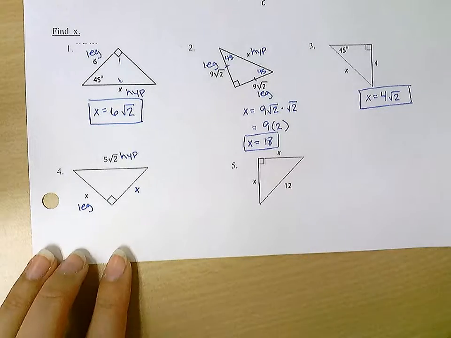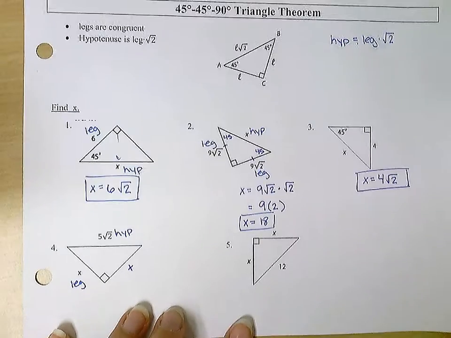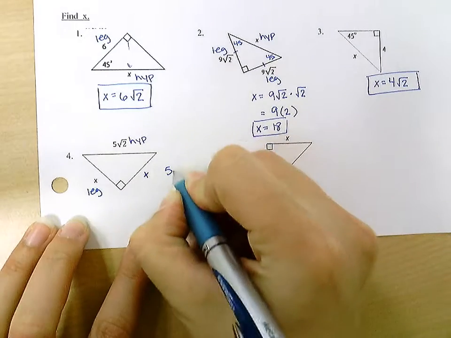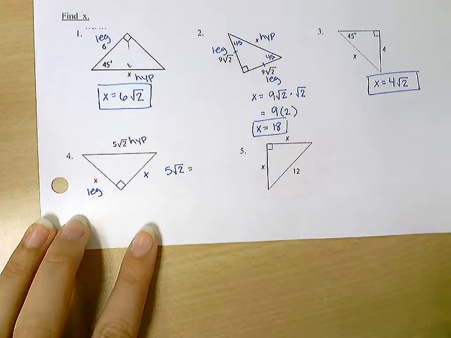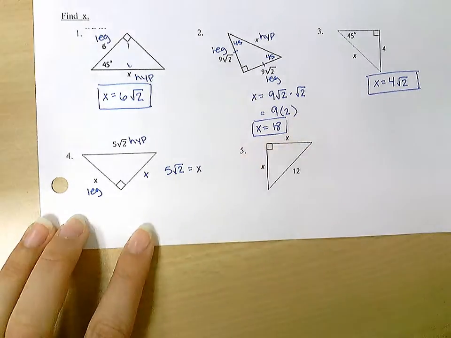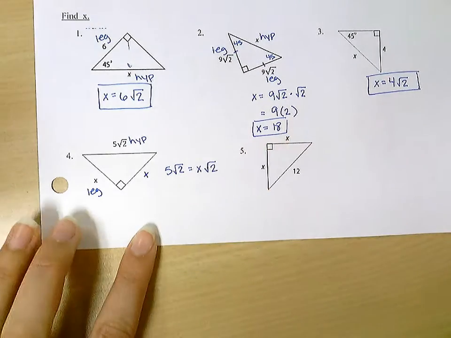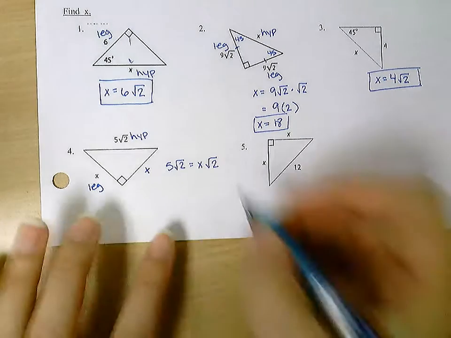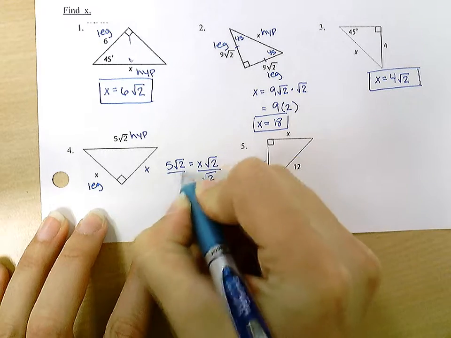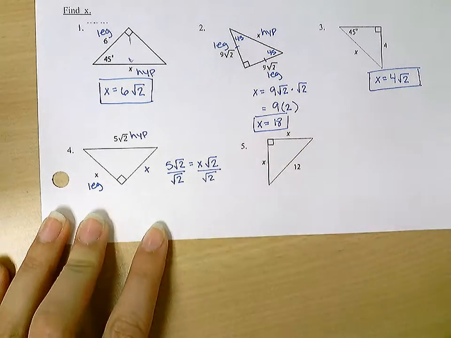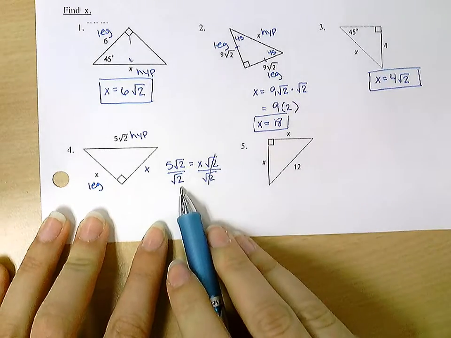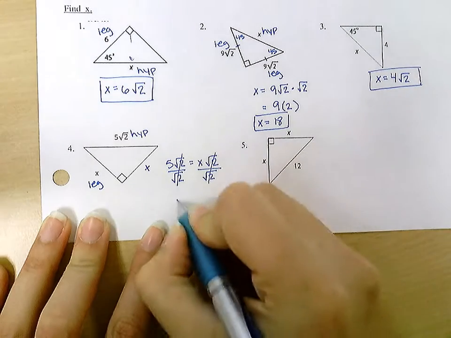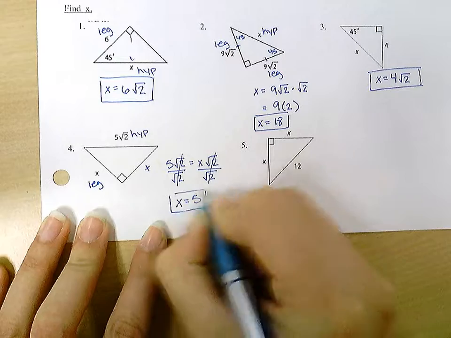And just like before, I'm going to plug in what I know. So for the hypotenuse this time, I'm going to plug in 5 square root of 2. That's equal to your leg, which is x, times the square root of 2. So I need x by itself. To get x by itself, we're going to divide both sides by the square root of 2. So they cancel on the right. What happens on the left? They cancel as well. So you'll end up with x is just equal to 5.